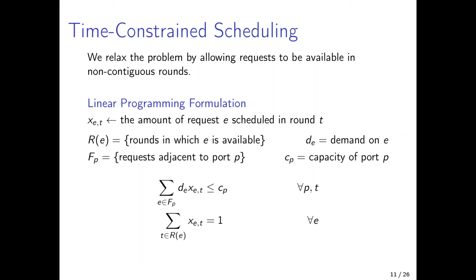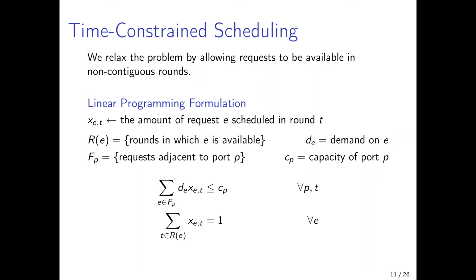To approximate maximum response time, we relax the problem to allow requests to be available in non-contiguous rounds. We call the resulting problem time-constrained scheduling, and we formulate the problem with the shown linear program. In the linear program, the x_{e,t} variables indicate the amount of request e scheduled in round t. R_e is the set of rounds in which request e is available to schedule, and d_e is the demand on request e. F_p is the set of requests adjacent to port p, and c_p is the capacity of port p.